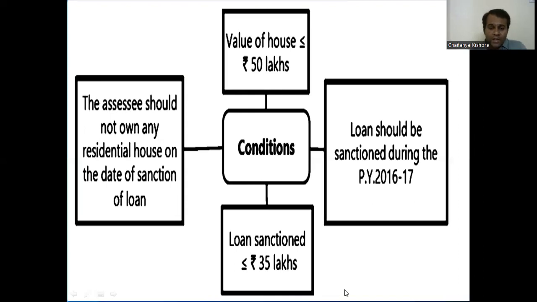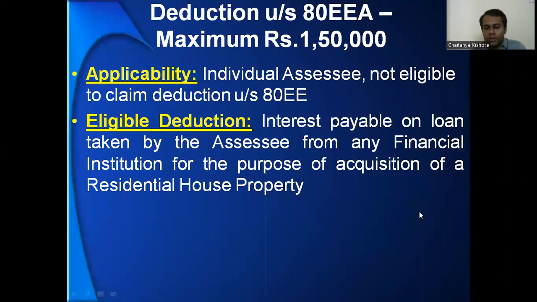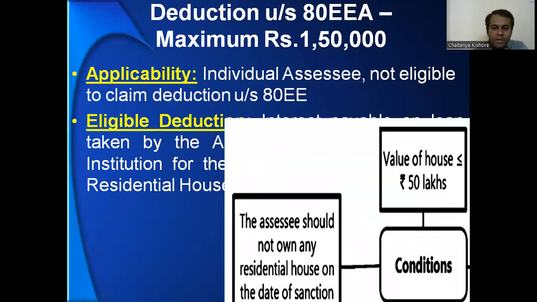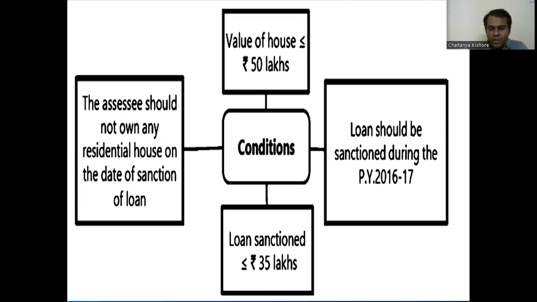And the loan sanction should be only up to 35 lakhs, not beyond 35 lakhs. And the value of house should be only up to 50 lakhs. And on the date of taking the loan, the assessee should not own any house property. Fine. So if you have satisfied these 4 conditions, you can get extra 24 deduction.